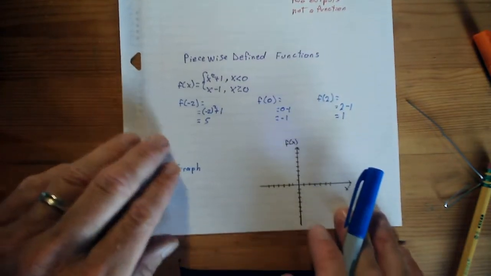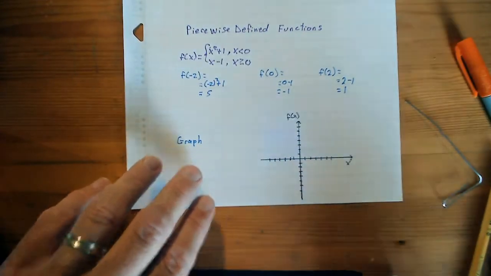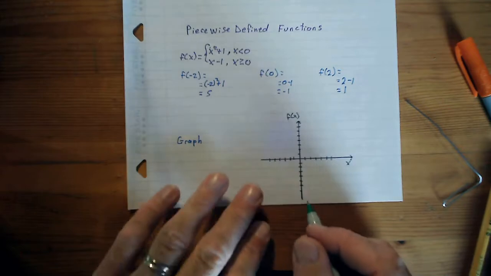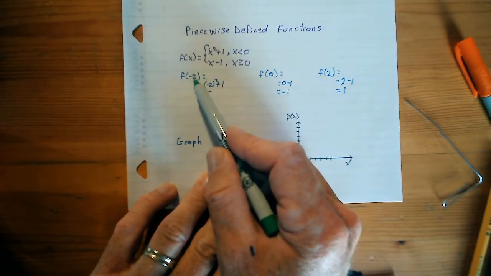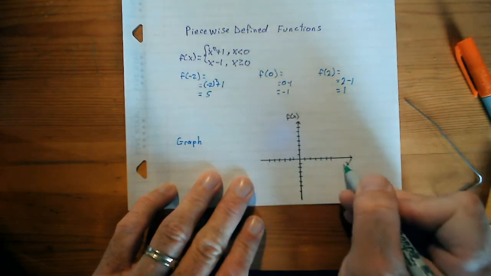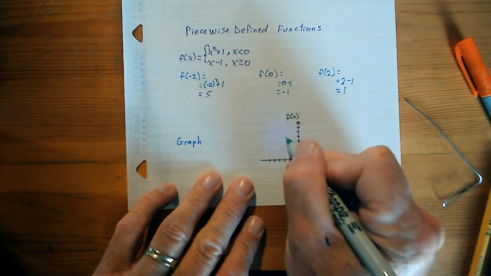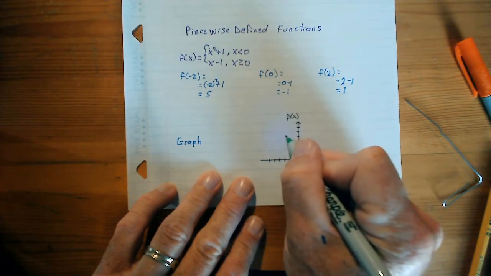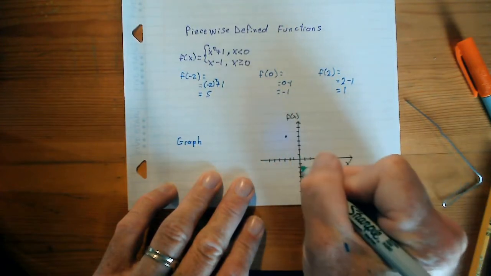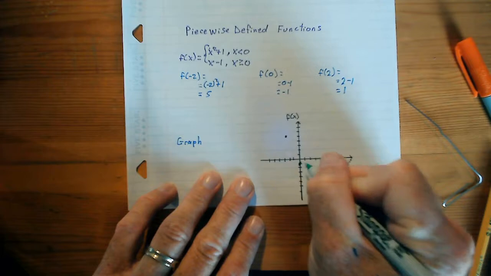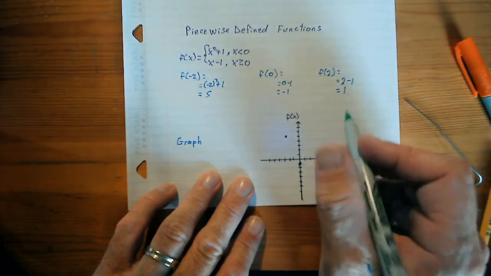But how would you graph something like that? If I wanted to graph this, well, let's see. I already got some points. When my input is negative 2, my output is 5. So when x is negative 2, f of x is 5. That's going to be on my graph. When x is 0, y is negative 1. That is on my graph. And when x is 2, f of x, or my output y, is 1.